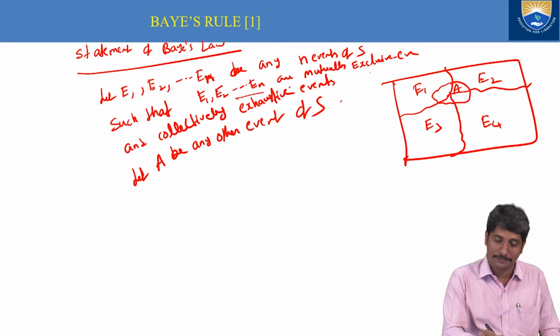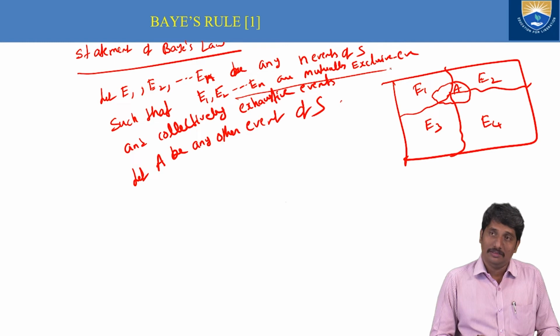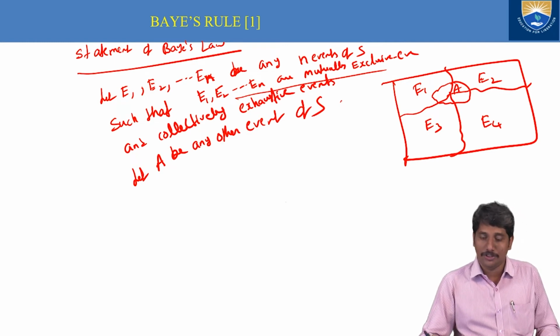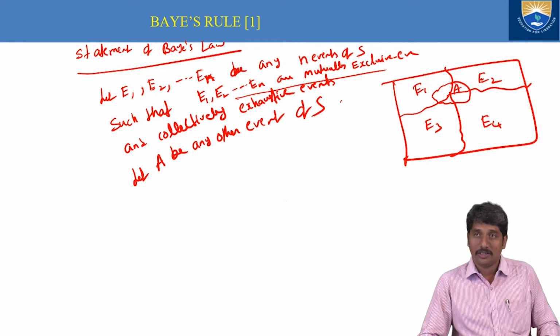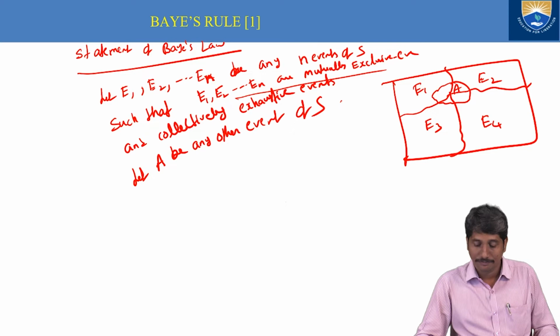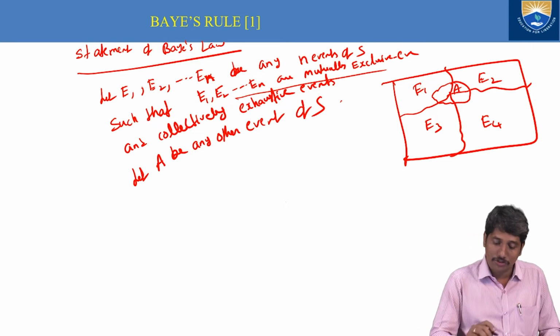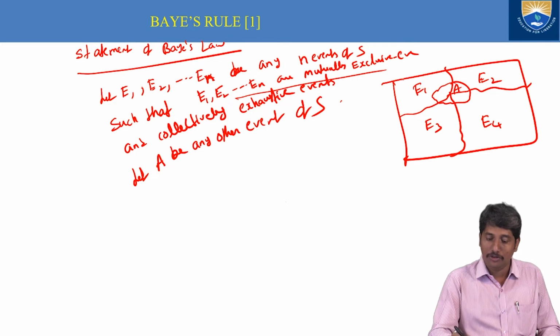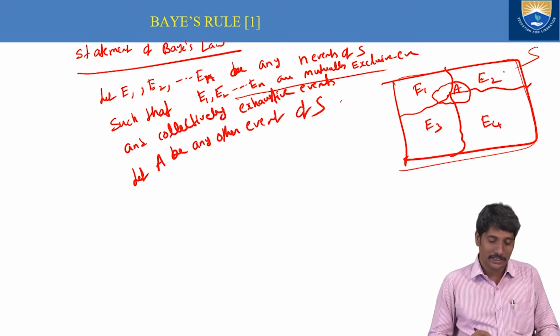That is first thing. Second thing, A is any event other than E1, E2, E3, E4, that is clearly visible. A is neither E1 nor E2 nor E3 nor E4. Okay, separate event. Third thing, collectively exhaustive means if you join E1, E2, E3, E4, you are getting the complete rectangle, that is S. That is collectively exhaustive.